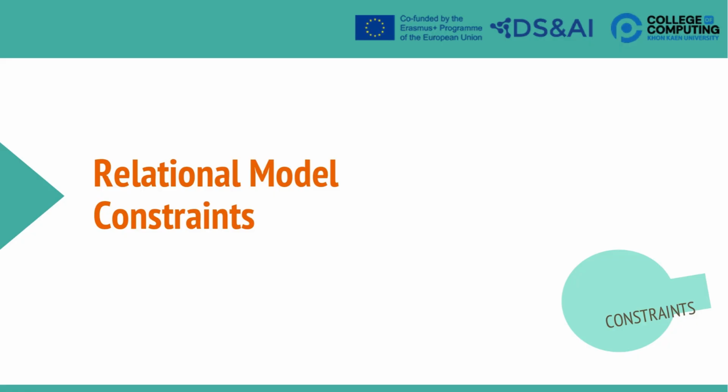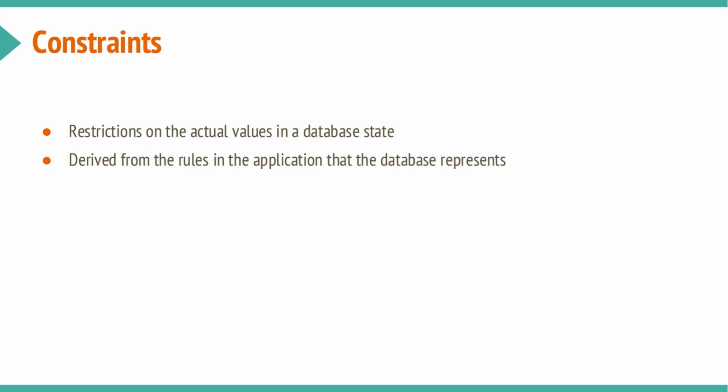Okay, we have finished structure. Now we move to our second big topic, constraints. Constraints are rules. Rules are very important to make sure our data is correct and has high quality. Let's see what these rules are. So, what is a constraint? A constraint is a restriction or rule for the values in our database.